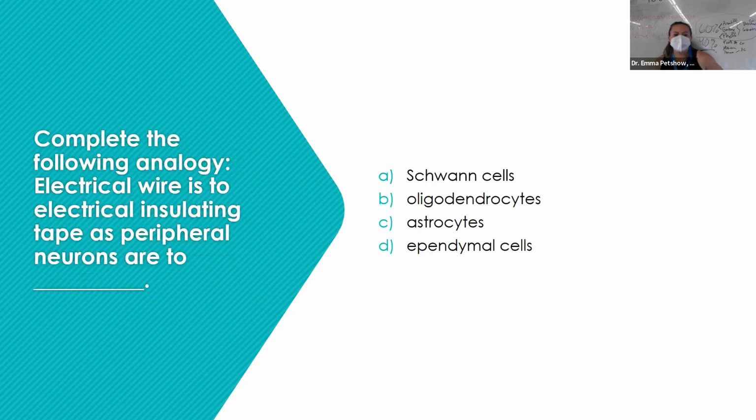Complete the following analogy. Electrical wire is to electrical insulating tape, as peripheral neurons are to what? Your answer you're looking for is Schwann cells, which are your cells that are helping make that myelin sheath in the peripheral nervous system. If I asked the same thing, but I was talking about the central nervous system, what would we say? Oligodendrocytes, you've got it.